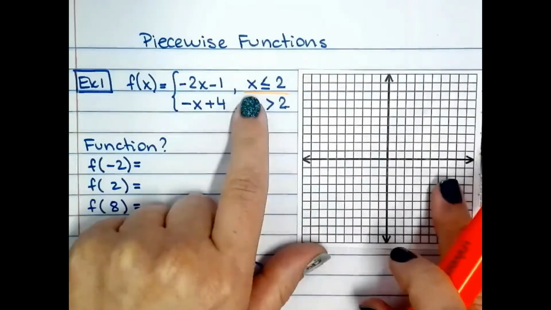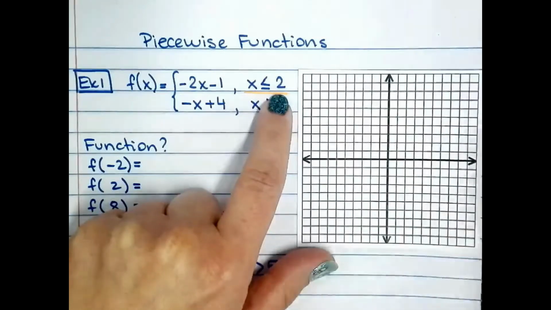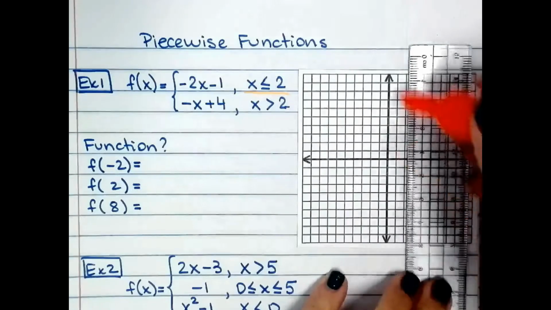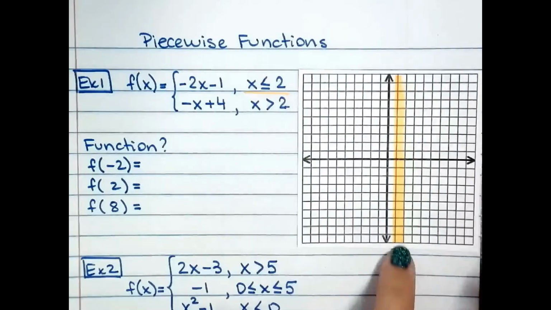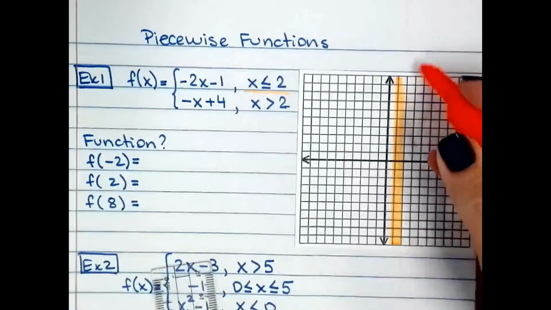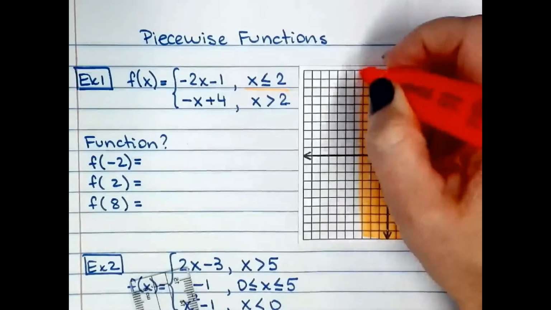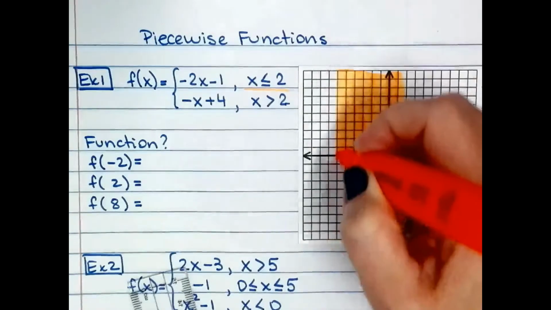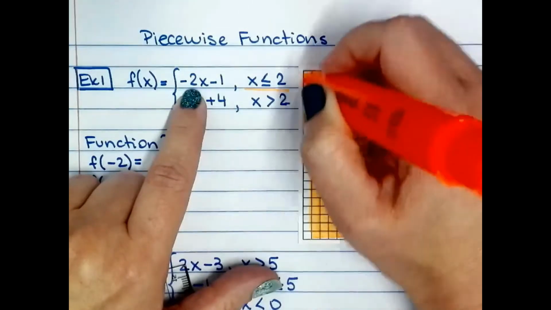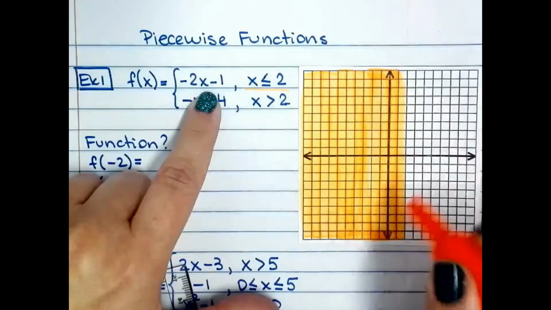So when you look in the graph right here, x less than or equal to 2. Remember that x equals 2 is a vertical line going through 2 right there. So I'm going to color on my graph everything less than 2. I'm not graphing yet. I'm just setting up my graph to make sure that on this part of the graph, I will have this function right here. I know that it's a linear function because negative 2x is a negative slope, and the y-intercept is right there at negative 1.